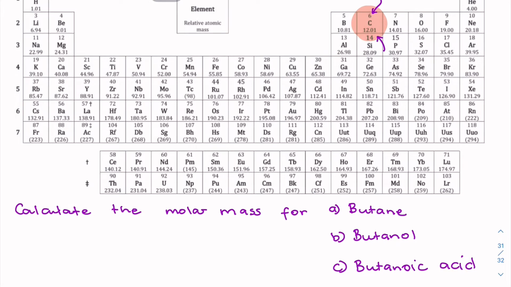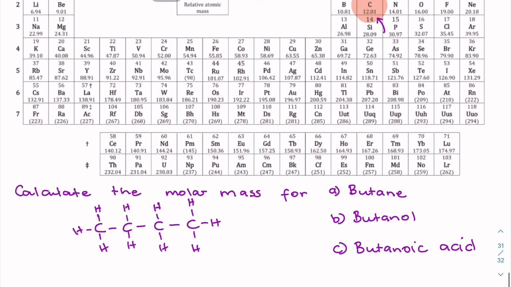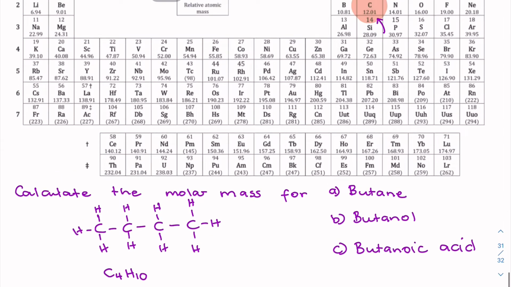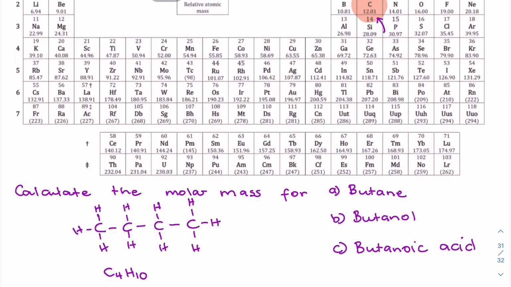Okay, so butane has 4 carbons. Because it's butane, an alkane, there are no double bonds or triple bonds. There are just single bonds all around. So this is butane. If we write it in the molecular formula format instead of the structural formula, we find that there are 4 carbons and 10 hydrogens. So in each butane molecule we have 4 carbons and 10 hydrogens.